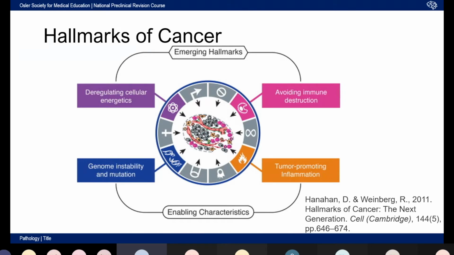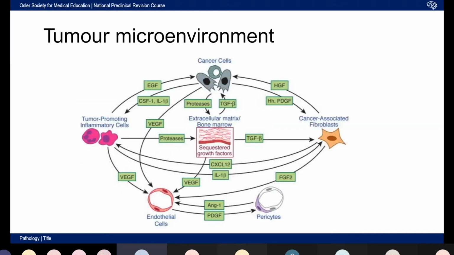And these new hallmarks and enabling characteristics really emphasize the role that non-tumor stromal cells in the tumor microenvironment play. And just to demonstrate what I mean by the tumor microenvironment, these are some of the cells that would be involved. So bidirectional signaling occurs between tumor cells and non-tumor stromal cells, and also other cells in the tumor microenvironment. And some examples of the interactions and factors involved are given on this slide.